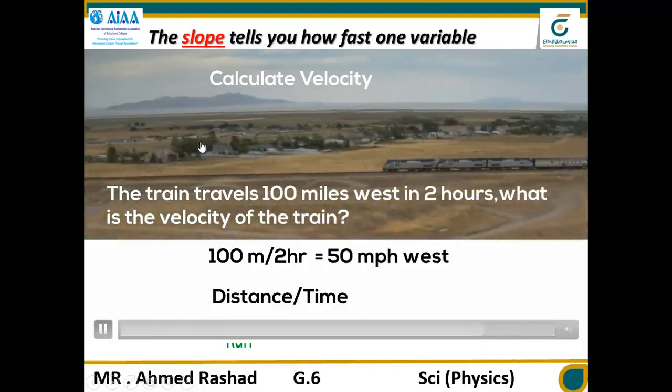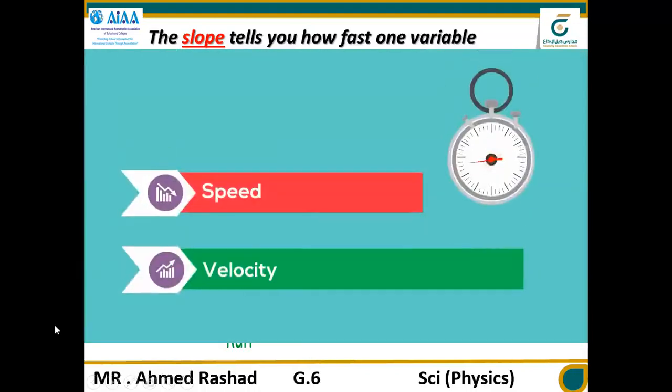So there we go, velocity and speed. Velocity is the speed of an object in a particular direction.